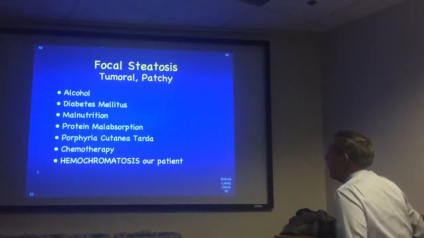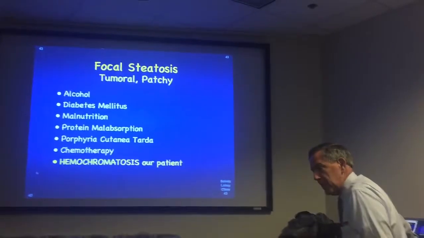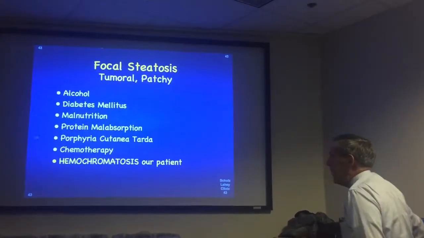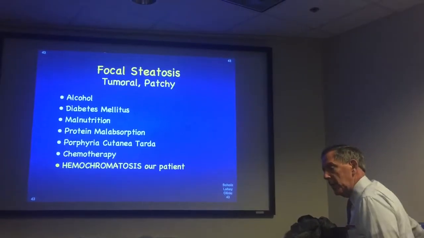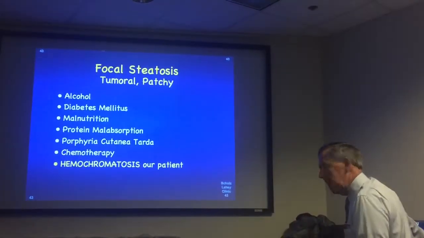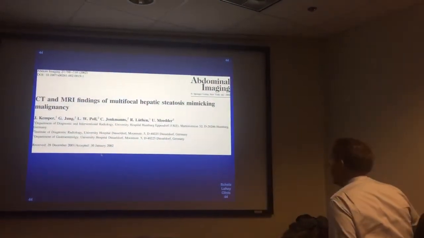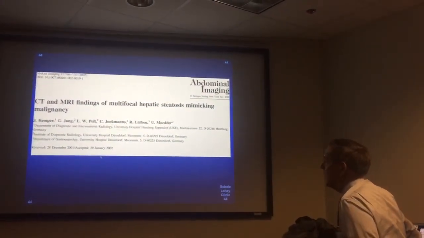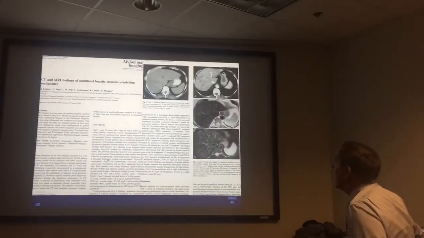and the focal or tumoral, Apache, hemochromatosis was that last patient, and then chemotherapy. For some reason, it creates these little rings of fat, mimicking malignancy. Oops, back we go.